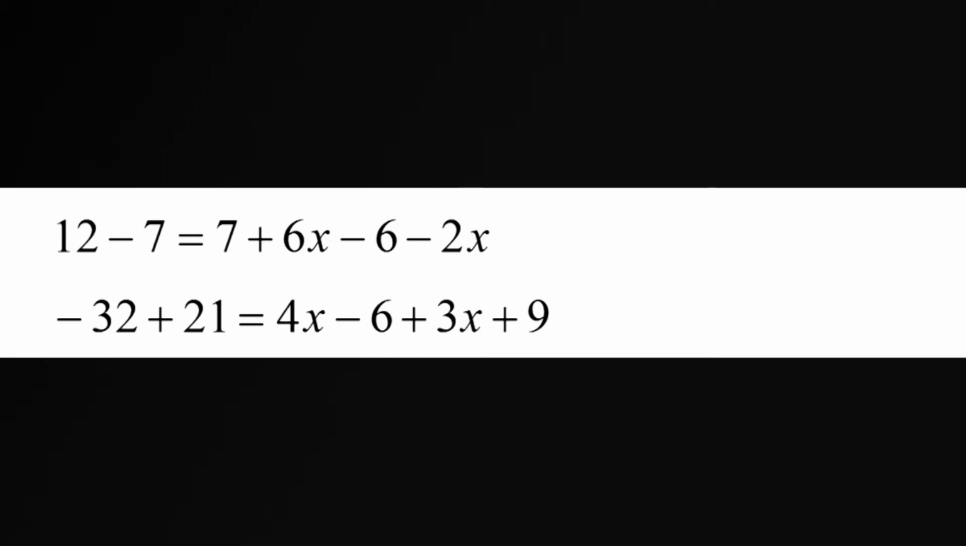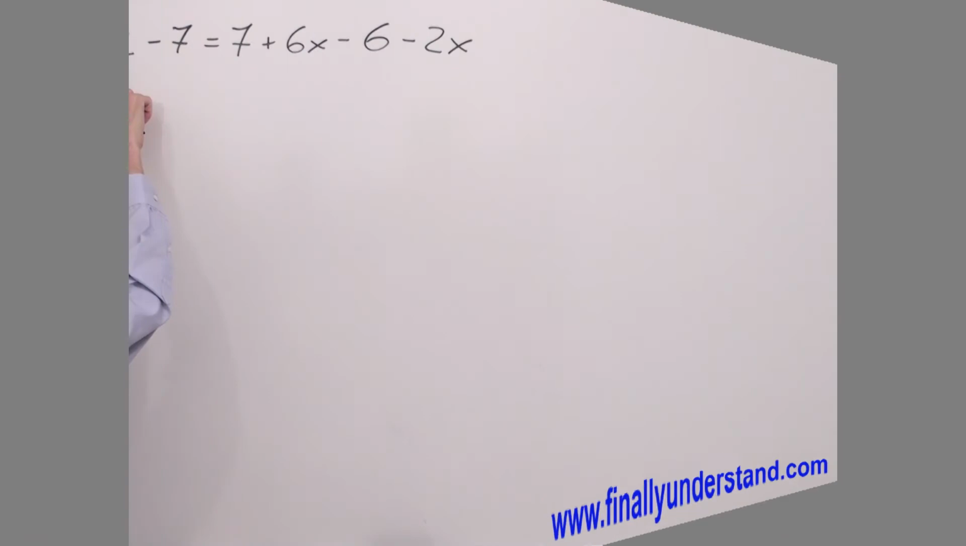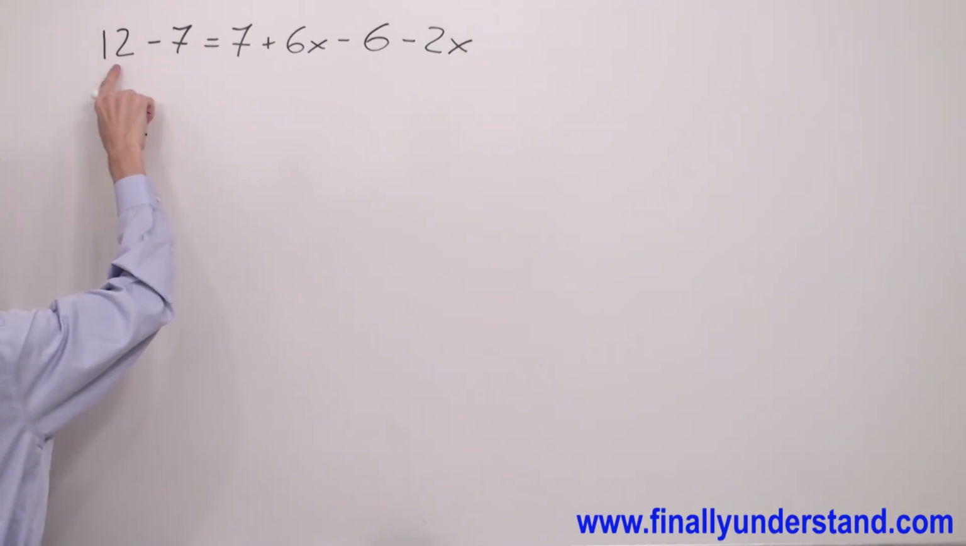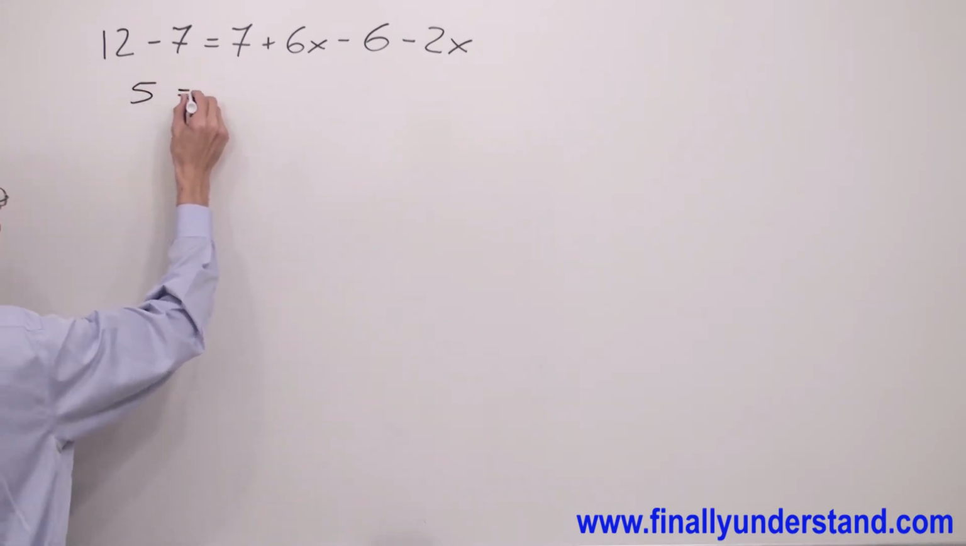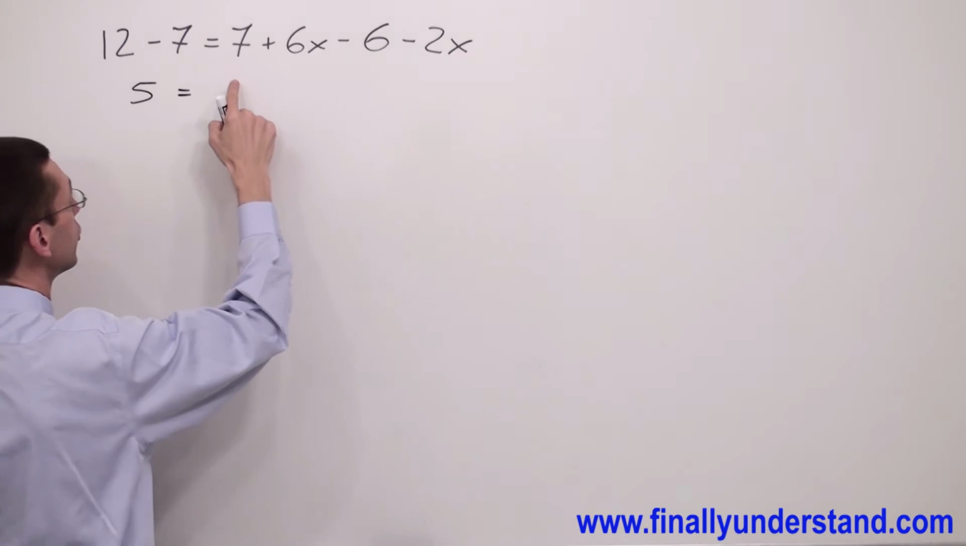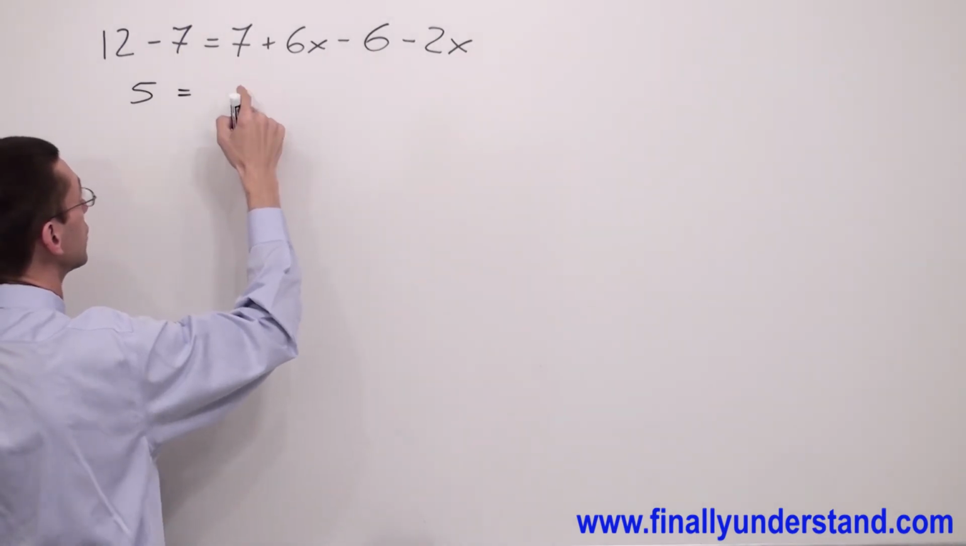Let's take a look at this example. First, we're supposed to organize this equation. On the left side, I'm going to combine the like terms. 12 minus 7 is equal to 5. Equals. And on the right side, I'm going to write the like terms next to each other.